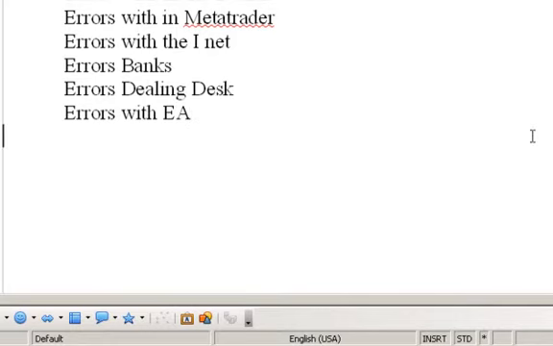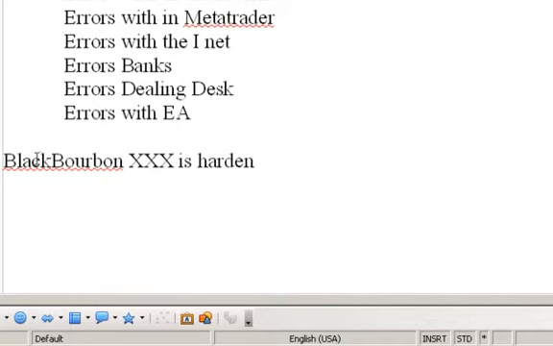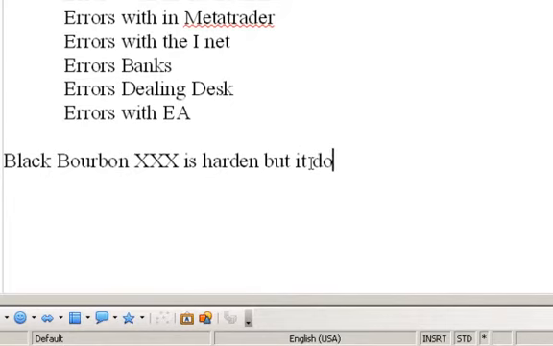But the reason we brought it up, there are two bourbons. There is BlackBourbon XXX. Now, BlackBourbon XXX is hardened code. It's ran for a year with no errors. It's just solid as a rock. But it does not have error traps.